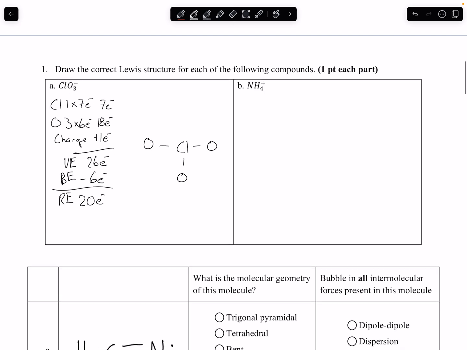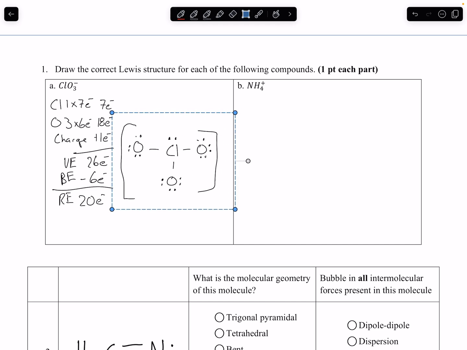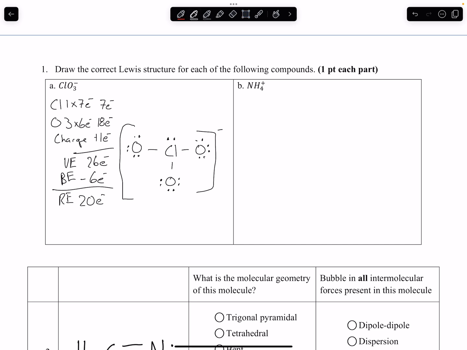Oxygens need them, so 2, 4, 6, 8, 10, 12, 14, 16, 18. Now I've got 2 electrons left, so I'll put those on the chlorine. Now I filled up all of my oxygens, so those should all be 8. And my chlorine's got 3 bonds, which is 2, 4, 6, and then the lone pair makes 8. So we've got all octets here. Not thinking about formal charges for an intro to general chemistry class, but we do need brackets and then the charge. You're also not doing resonance structures.